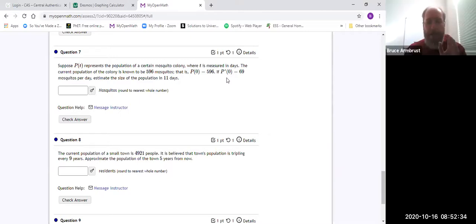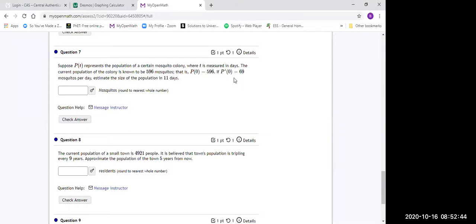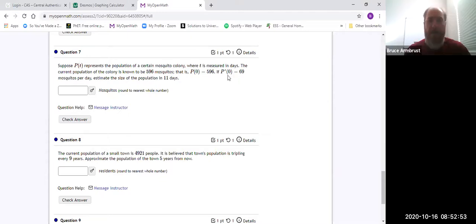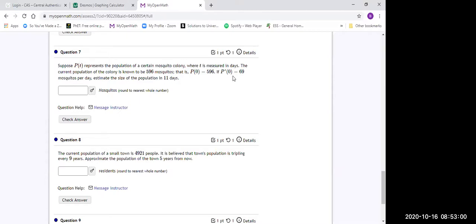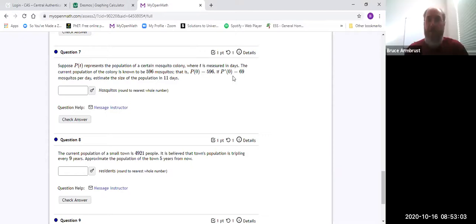And in the context of this problem, what does this number mean? Yeah, it's the derivative, but what is the derivative? The derivative of the population at 0 days. But what does that mean though? What does the derivative of a population mean? Is it the growth rate? Yeah, it's the rate of change. Remember that derivatives are rates of change. So this is the change in the population right now.